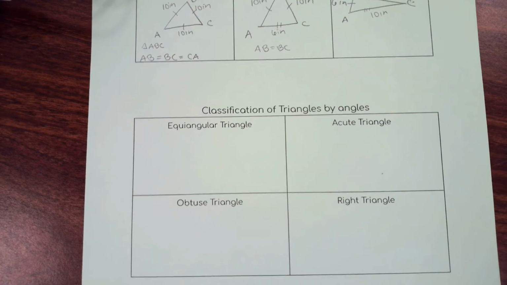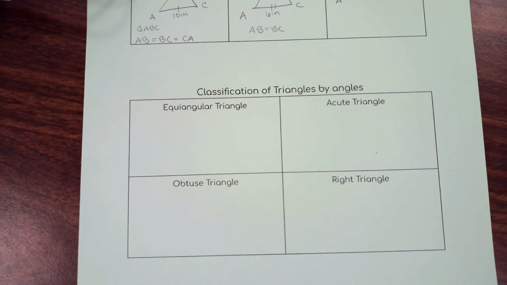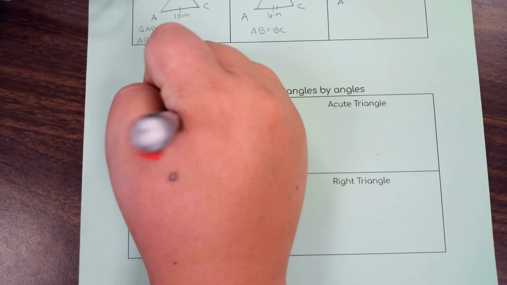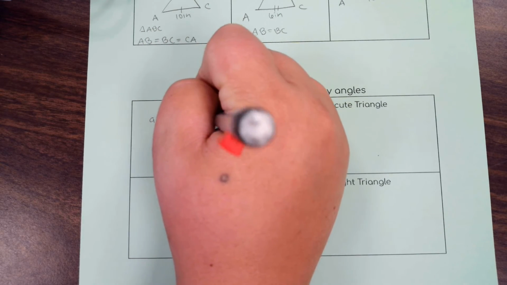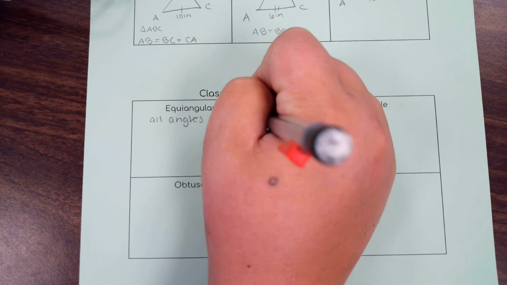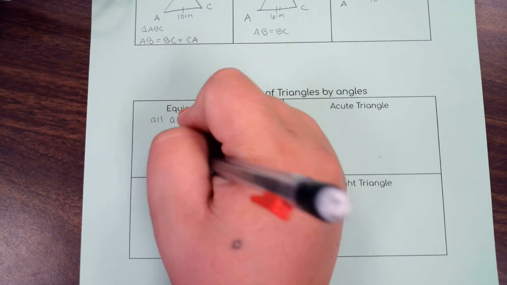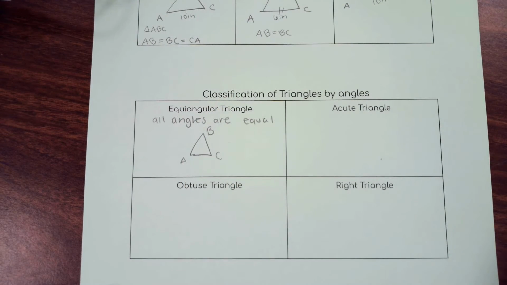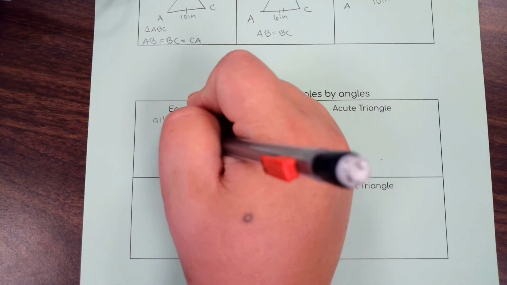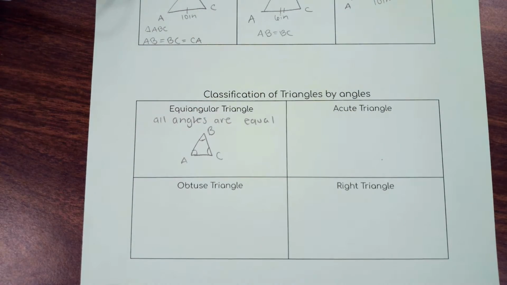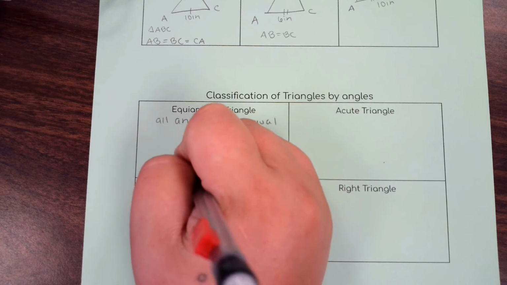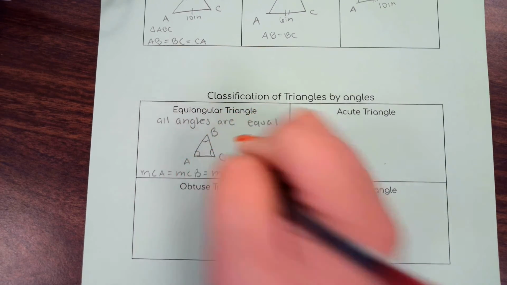Next, we can classify by angles. Equilateral meant all sides are equal. Guess what equiangular means? All angles are equal. So we've got A, B, C here. Instead of using tick marks, we can use little arches. And that means the measure of angle A equals the measure of angle B equals the measure of angle C.